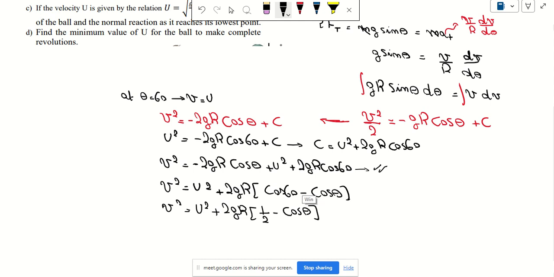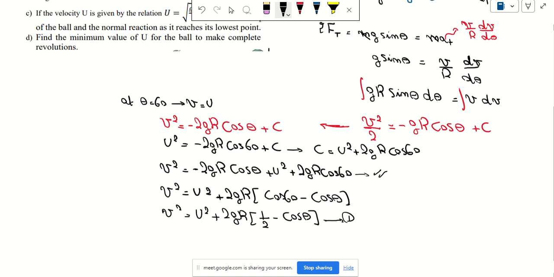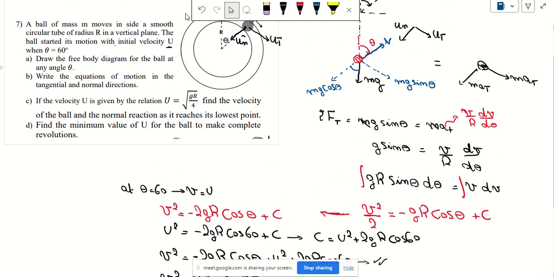My first question here is how did we get v is equal to u? Yeah, he said this. He said that it starts with initial velocity u.